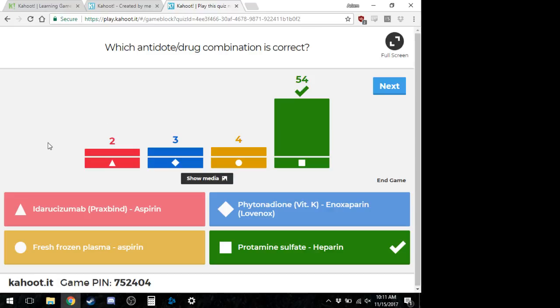All right, so looking at the antidote drug combinations, idarucizumab or Praxbind, what is that an antidote for? Pradaxa, otherwise known as dabigatran, right? So kind of a fun name. That's one of our direct thrombin inhibitors, one of those oral new anticoagulants. That one's important because if you have a patient who's coming in bleeding and you need to reverse that very quickly, this might be the only drug you have available.